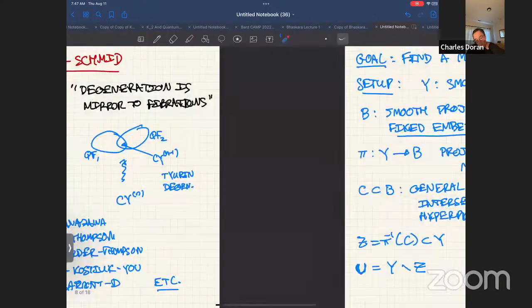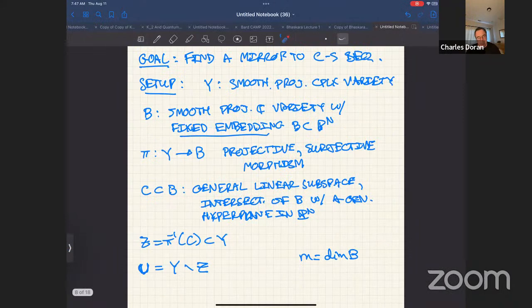All right, so the goal then, now that we accept the DHT philosophy as a motivation, is to find a mirror to the Clemens-Schmid sequence, and it had better involve fibrations. So here's our setup. We let Y be a smooth projective complex variety. We let B be a smooth projective complex variety with a fixed embedding into projective space. We let pi from Y to B be a projective surjective morphism.